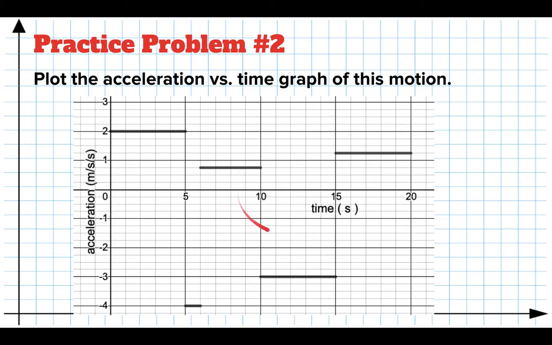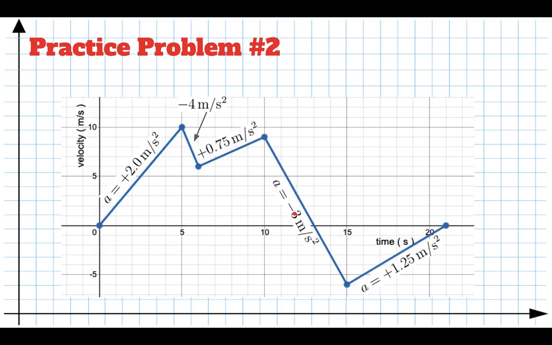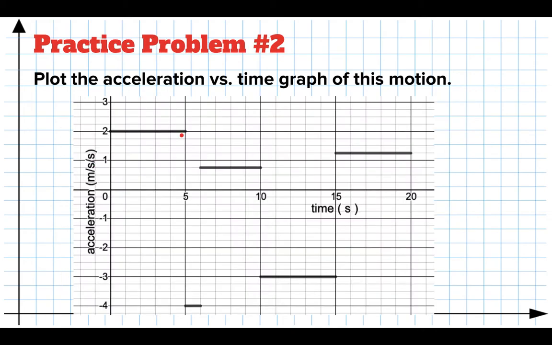So this graph is a plot of the slope of this graph. So if you have velocity versus time, the slope is the acceleration, and a plot of the acceleration graph looks like that.